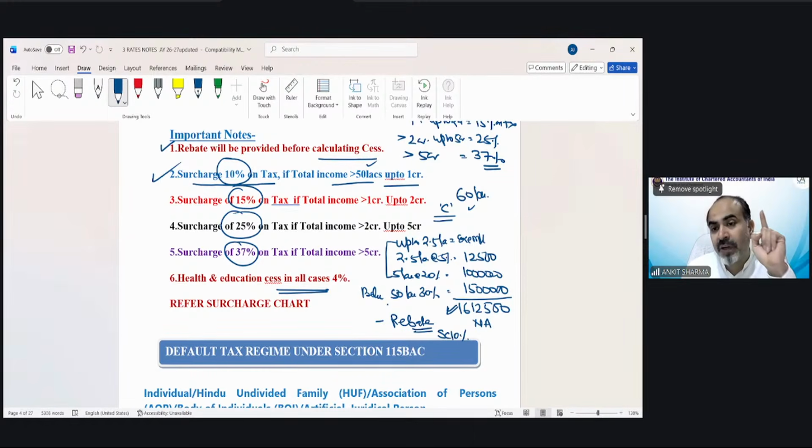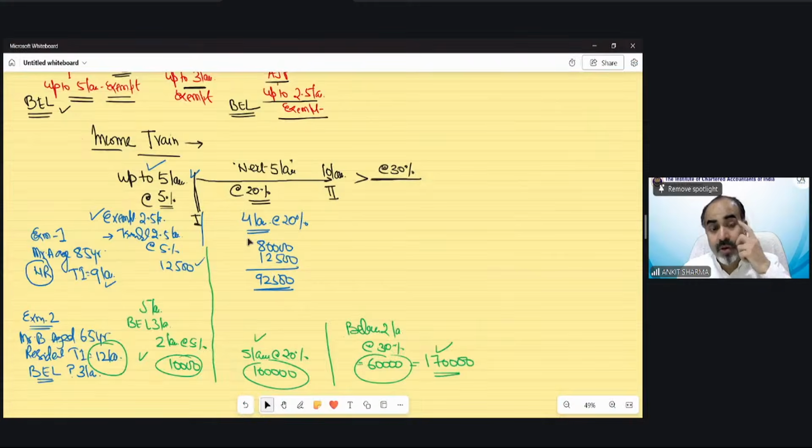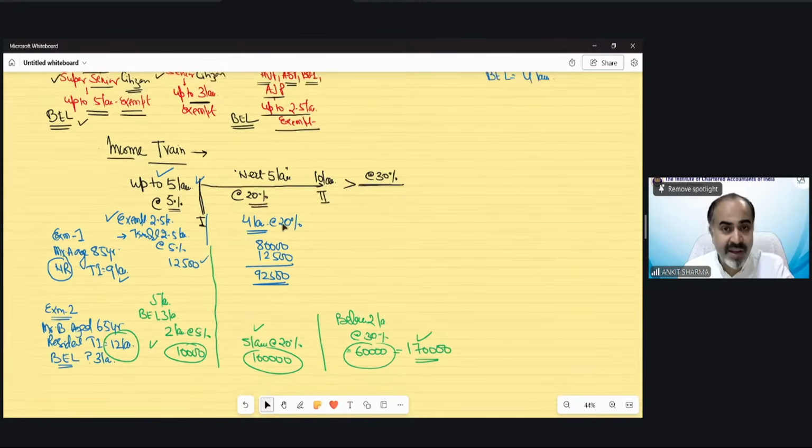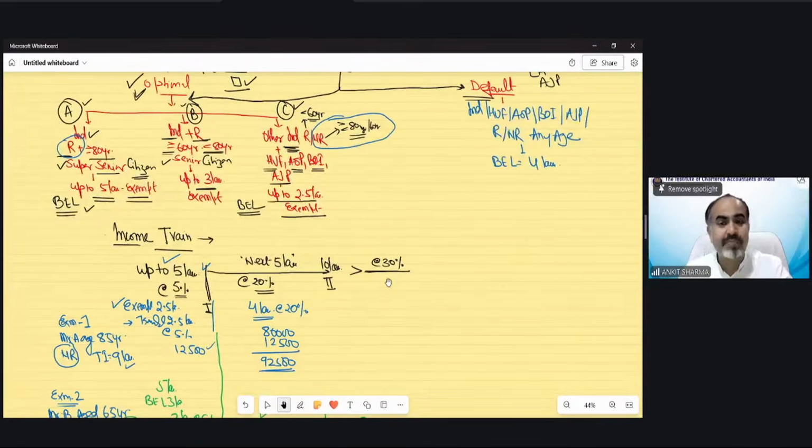That means on 16,12,500, the surcharge would be 1,61,250. Now add this tax and surcharge, the total value on which you need to calculate 4% cess. So that would be your total tax. After including surcharge, you have to calculate the cess, and after including that cess, the final tax liability would be there. So you have seen that in case of the optional tax regime, there are 3 categories, A, B, and C, in which you have to see what basic exemption limit is applicable.